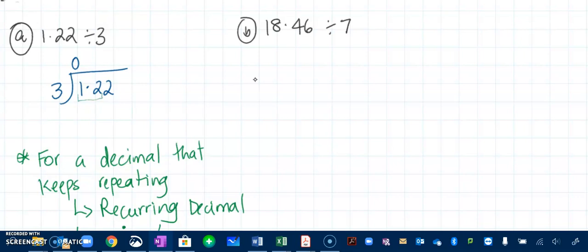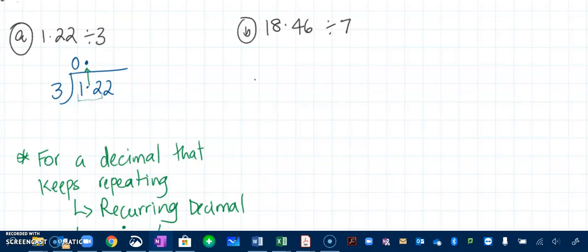Okay, so the rule is when we are dividing decimal numbers, the decimal point in your answer and the decimal point in your question need to be lined up. So I'll do a little arrow over here to show that. So these two need to be lined up.